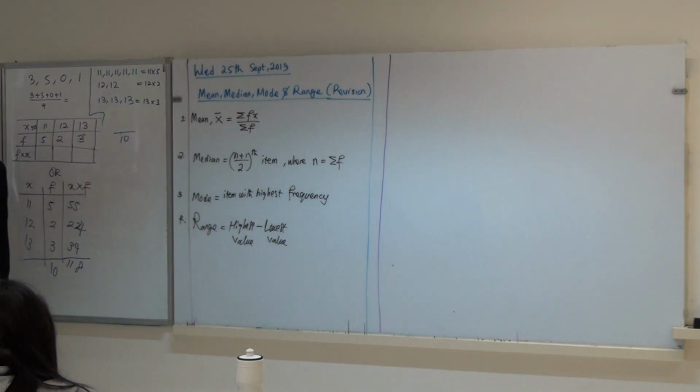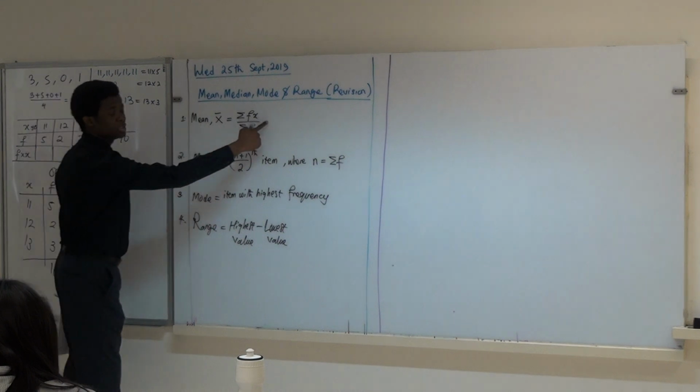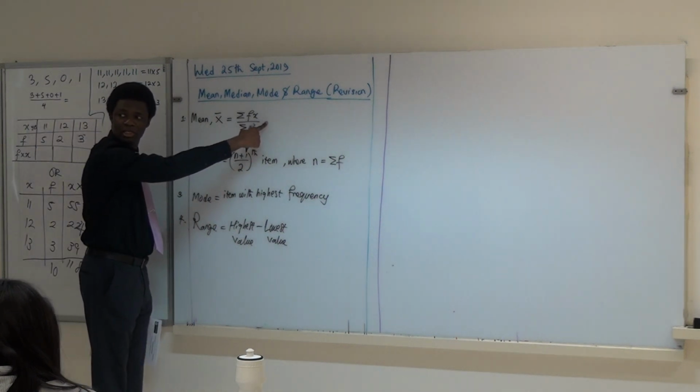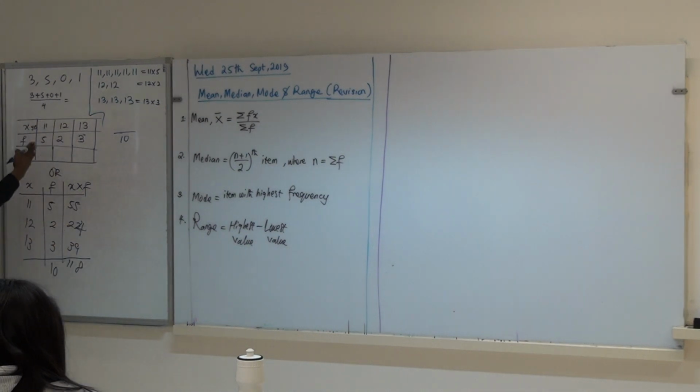So instead of adding 1 by 1 and dividing by 10, I just add the fx together and divide by the f. That's the meaning of this. Does it make sense? So when you have a frequency table, you do not think of adding individually. You think of creating this kind of table, creating the next column for x times f, get your fx, add it together, get your frequency, add it together, then this divided by this is your mean. Any questions?